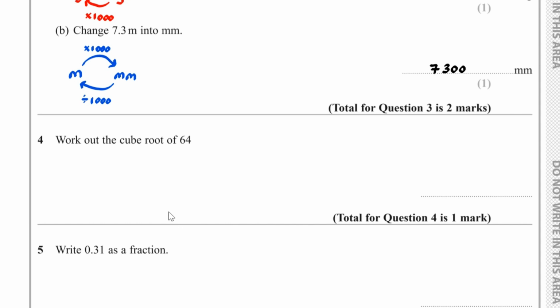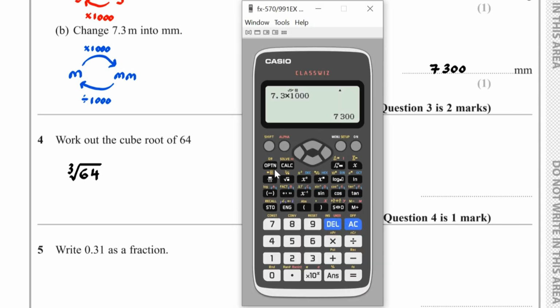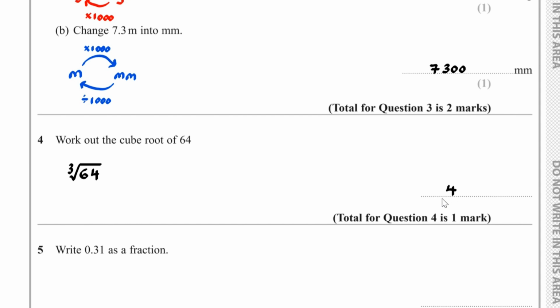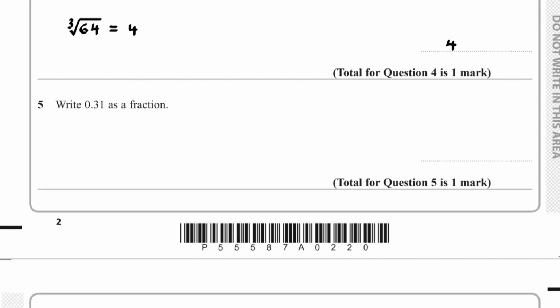Question number 4, we have to work out the cube root of 64. So if we've got 64, what we are doing is we are cube rooting 64. And if we type this into our calculator, we have the cube root of 64, which is 4. So the cube root of 64 is 4.